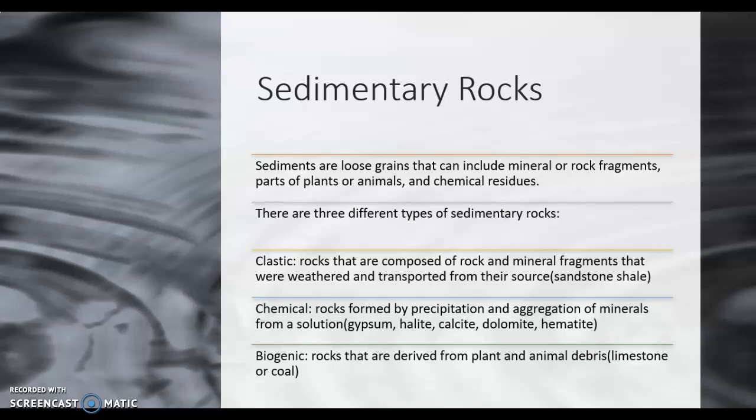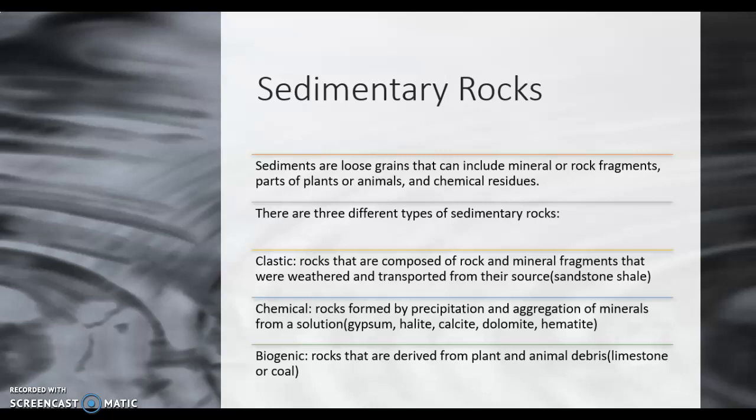Sedimentary rocks have sediments that are loose grains that can include mineral or rock fragments, parts of plants or animals, and even chemical residue. There are three types of sedimentary rocks that we have learned. First, we have learned about clastic, which are the rocks that are composed of rock and mineral fragments that were weathered and transported from their source, like sandstone and shale.